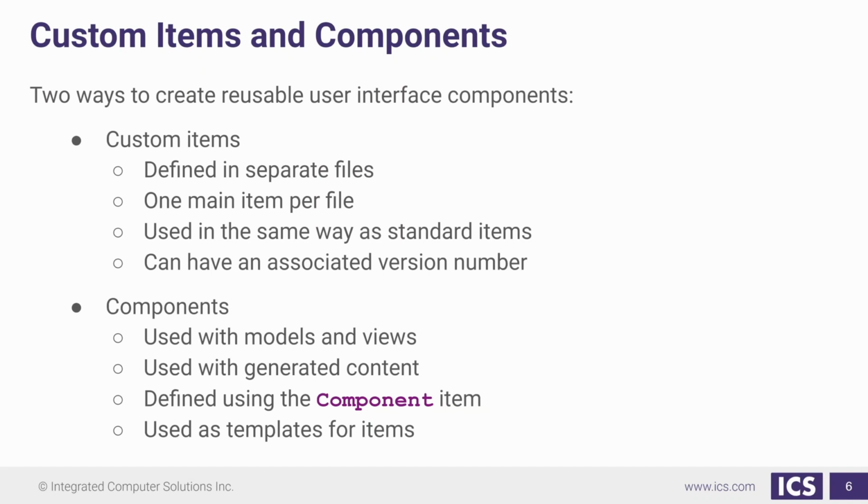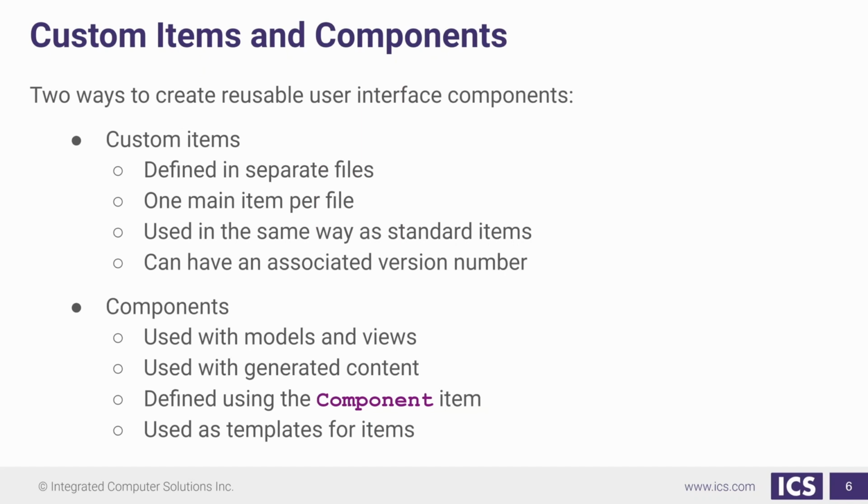Now, there's one very apparent difference between these two ways, and that is what the root element is going to be. For our custom items, the root element is going to be an item type or derived from the item type, and our components will be a component type. We're going to see more of this in examples.